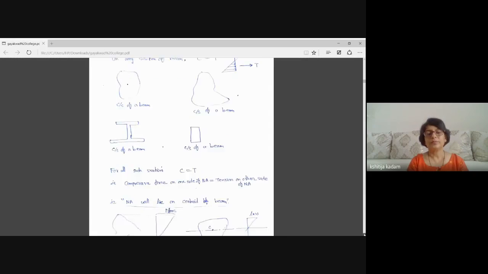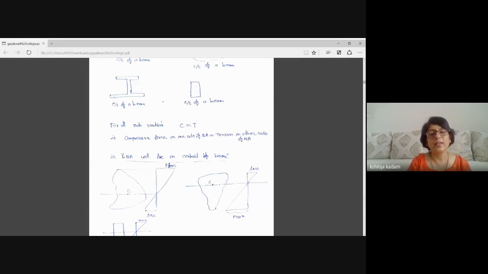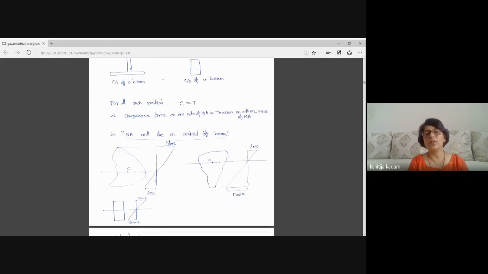What does it mean? It means that the neutral axis will lie on the centroidal axis of the beam. This is an important thing. The neutral axis will lie on the centroid of the beam. So how to find out the neutral axis? Just find out the centroid.